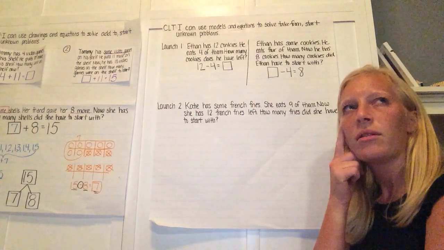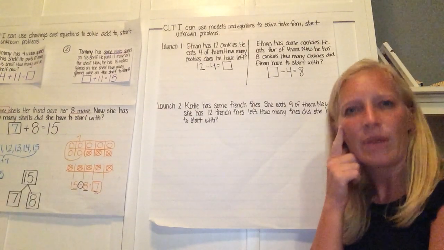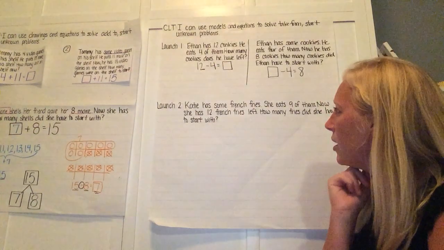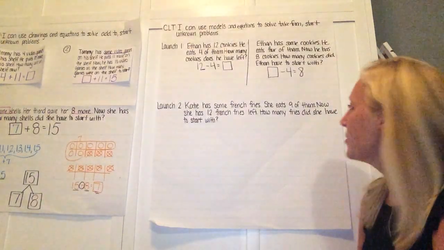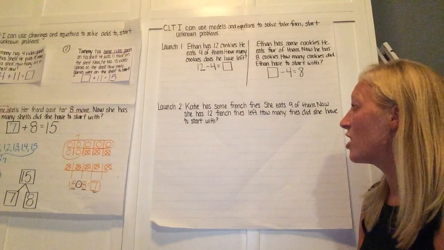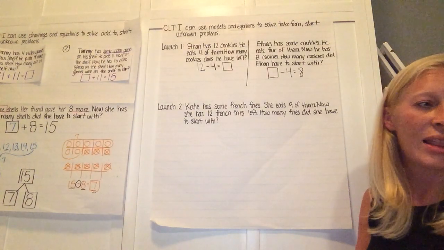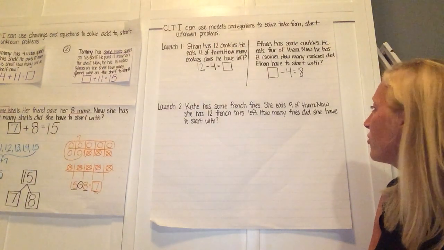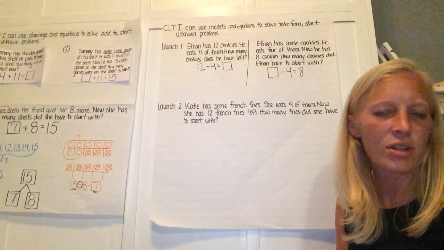Let's read it again. Think, what do I know? What am I trying to figure out? Katie has some French fries. She eats 9 of them. Now she has 12 French fries left. How many fries did she have to start with?